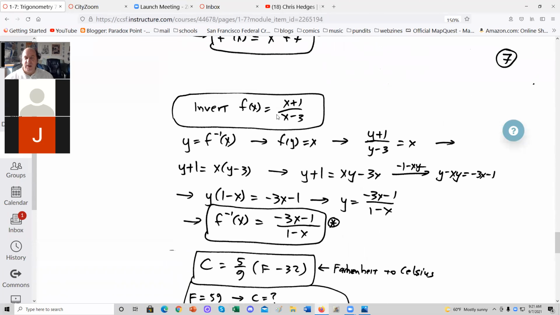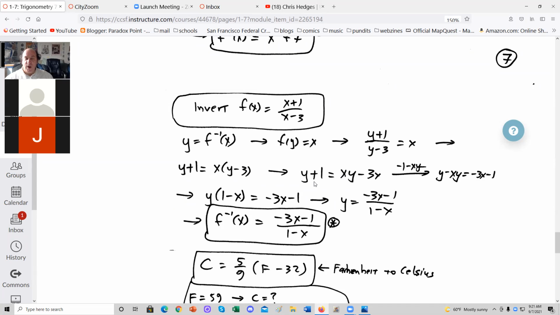And similarly, we have another one of these, which are called, incidentally, linear fractionals. So it's a ratio of linear functions. So f equals x plus 1 over x minus 3. To invert it, we'll start with f of y equals x. So y plus 1 over y minus 3 equals x. We'll solve first by transposing the y minus 3. y plus 1 equals x times y minus 3. Distribute the x. y plus 1 equals xy minus 3x.